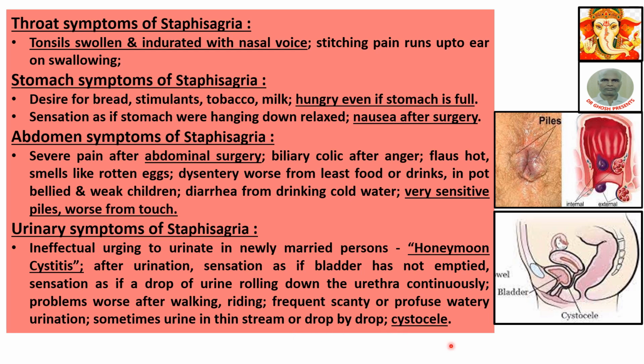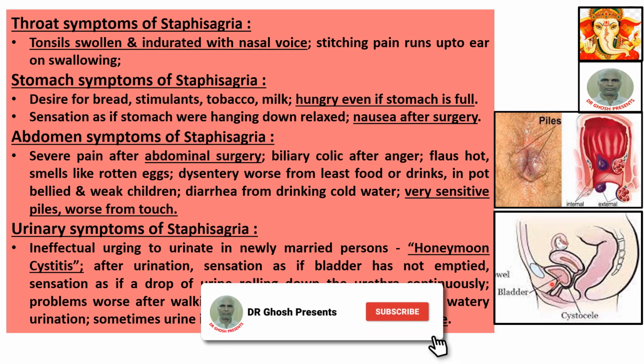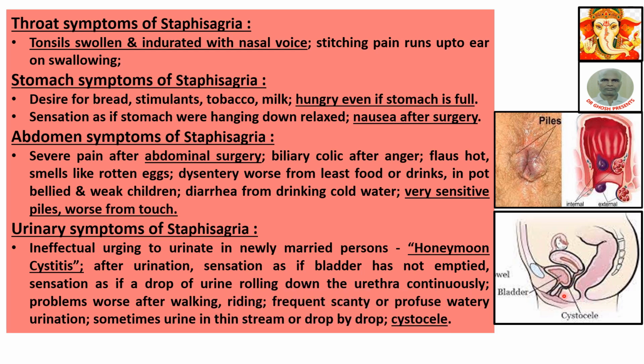Cystocele. The image of cystocele is shown here. Cystocele means when the bladder presses. It is actually a disease of women only. And when the bladder presses on the vaginal canal, the vaginal canal is distorted by the downward trend of the urinary bladder. This is called cystocele.